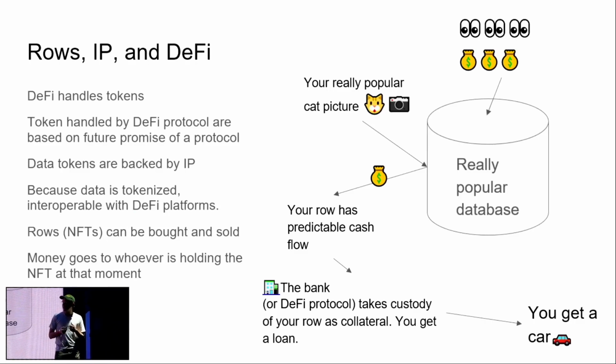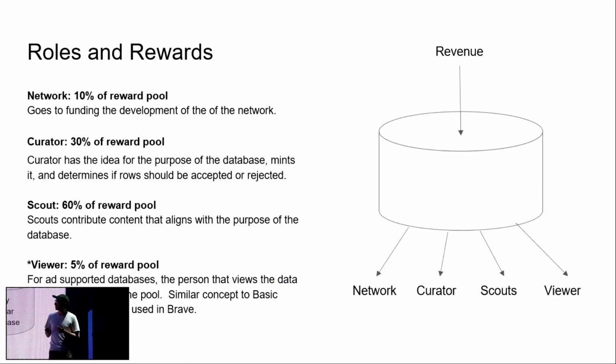What's cool is you can then apply what DeFi does, which is it takes interesting economic incentives and applies them to tokens. Now, that token is oftentimes backed by the future promise of a protocol or something. But what we do is we say we have data in an NFT, and it's a token, so you can plug in that same stuff. It's all super interoperable. You can say, I own this very valuable cat row, and I'm going to use it in a DeFi protocol and take a loan out based on the cash flow that row is generating.